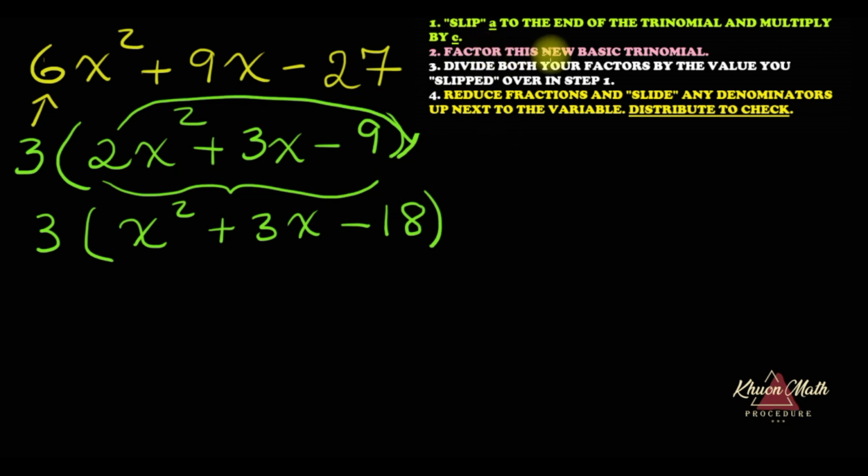Step 2 is factor this new basic trinomial. So we're going to list the c, write down what c is. C is negative 18. And here's your c, negative 18. So now we have to come up with two numbers that when we multiply, we get negative 18. But when we add those two numbers, it comes out to what b is, and that's positive 3.